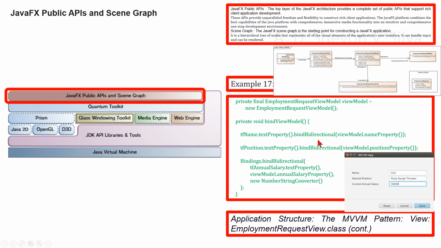As the UI changes, say through entering a value in tfName, the corresponding field of the view model is updated. For a more complicated expression for tfAnnualSalary, a converter is needed to convert a string-based text field into a double property. Here the employment request view class is continuing.